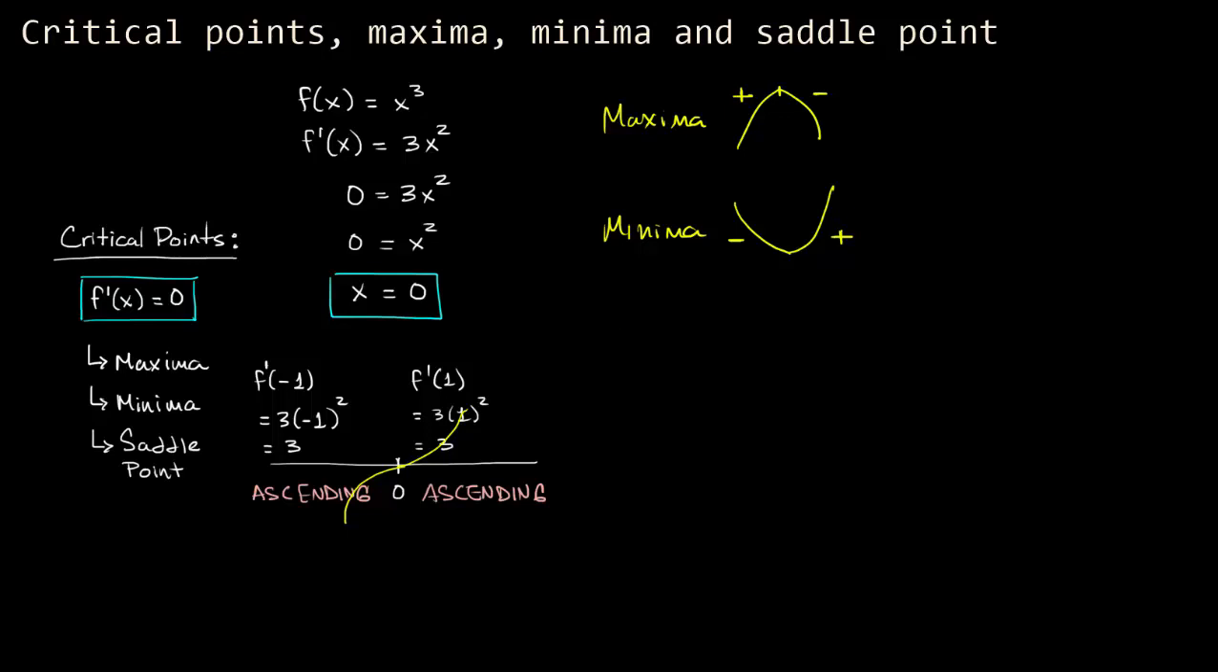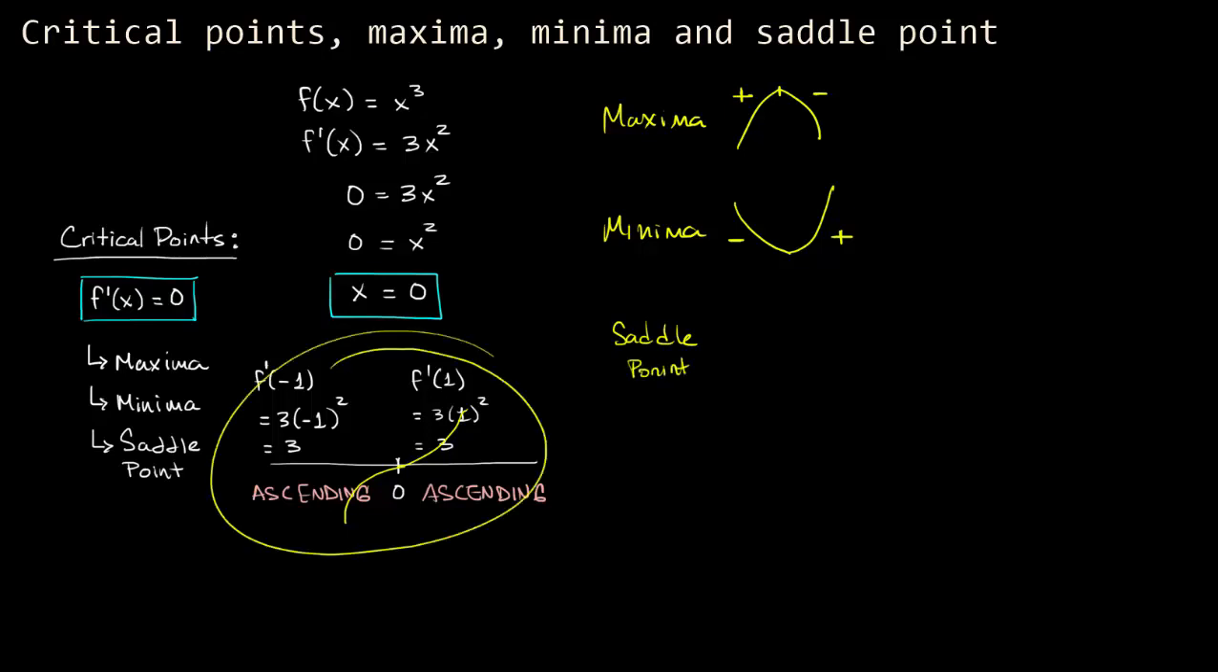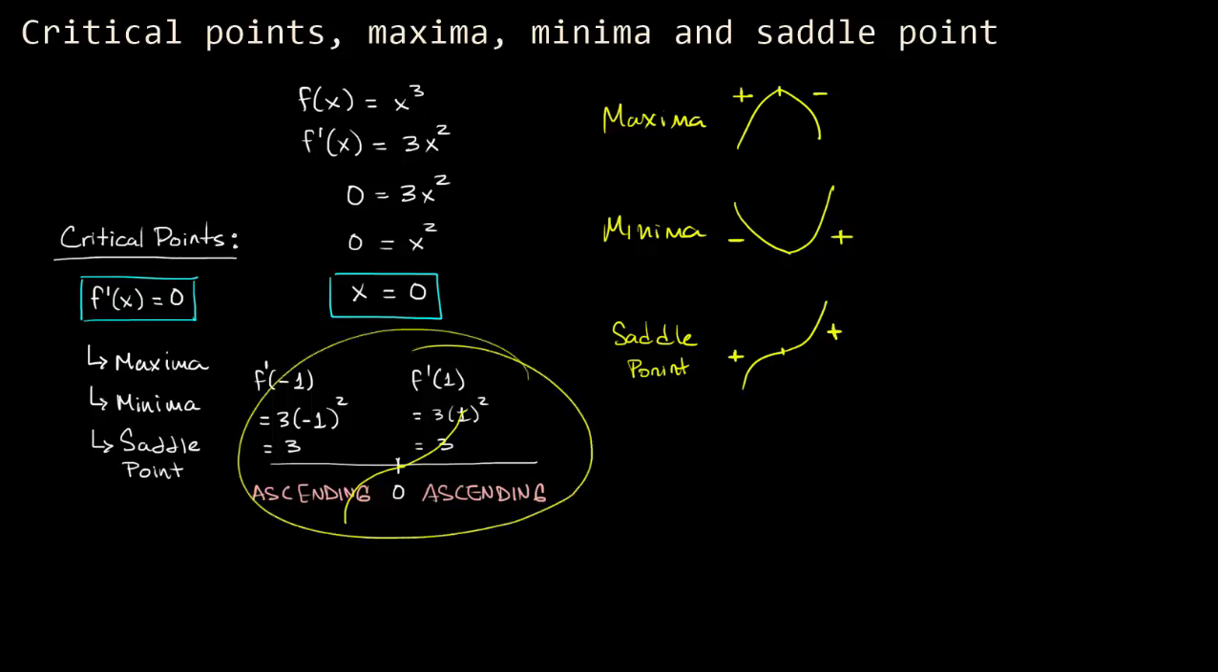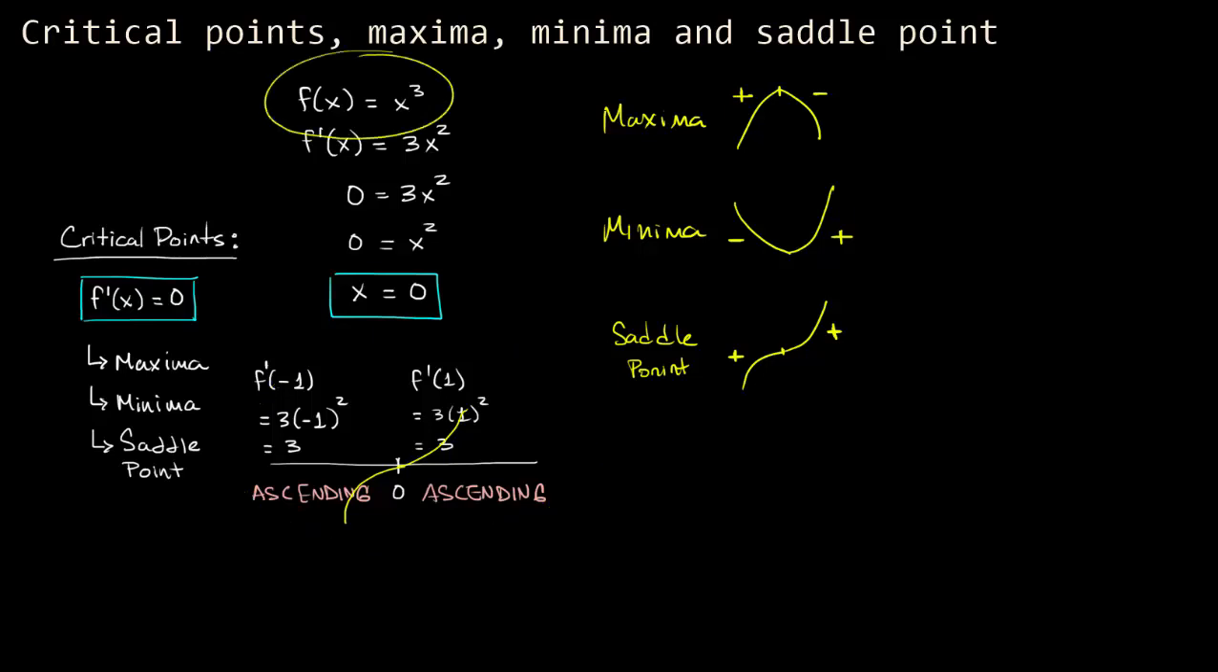What about the saddle point? The saddle point actually has two possibilities. You will have something like this case, which is something that is ascending, then stops for a moment and then keeps ascending. So you got a positive slope, and after it you still get a positive one. This is the case for this function f of x equals x to the third.